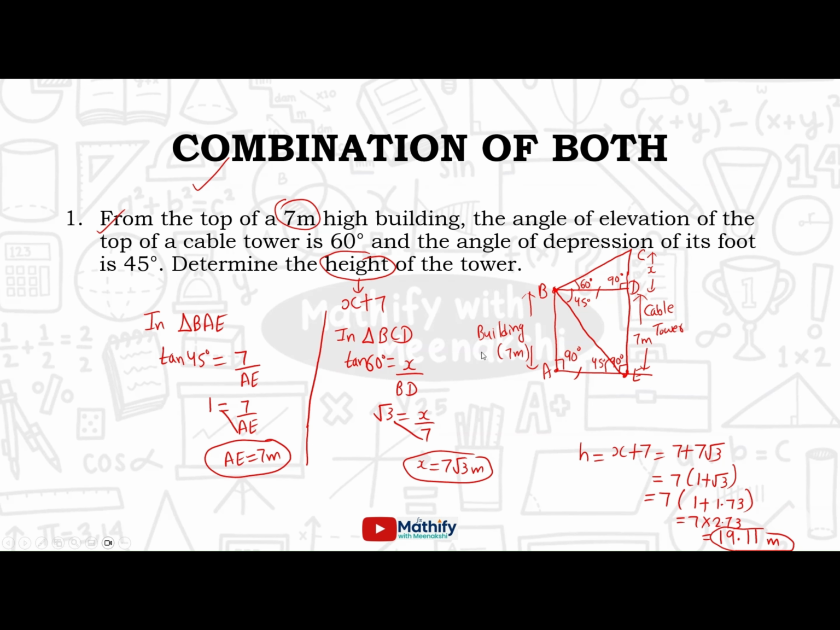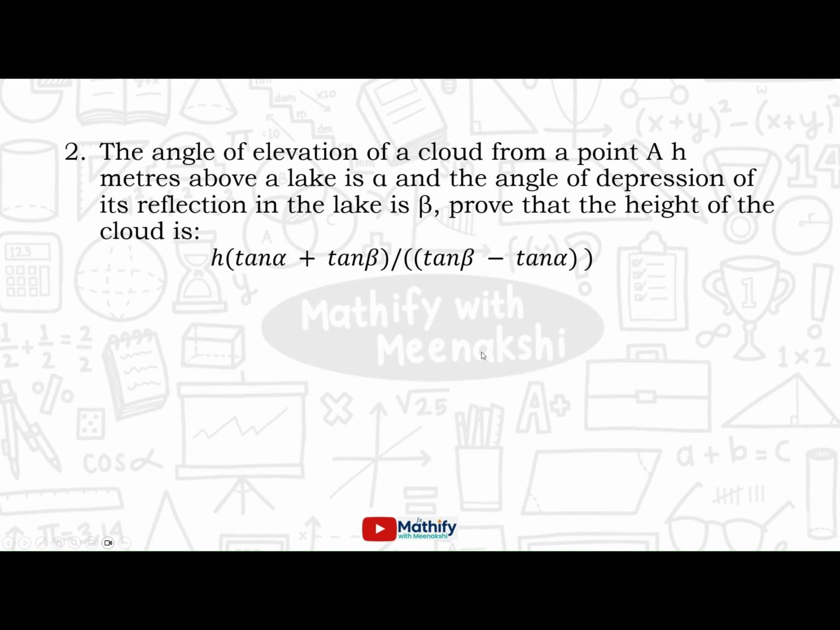Now let's move to the last question. Here it's given the angle of elevation of a cloud from a point h meters above a lake. So let's take this point. It's A, it's h meter above the lake. The angle of elevation from this point to a cloud is alpha. And from the same point, the angle of depression of its reflection.